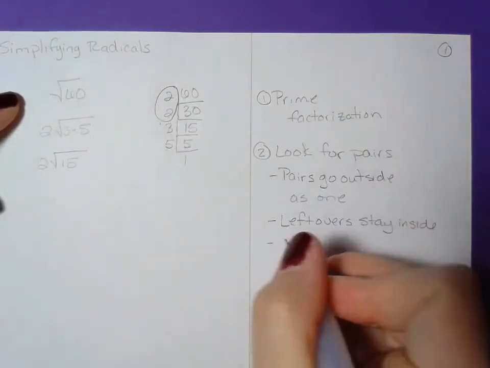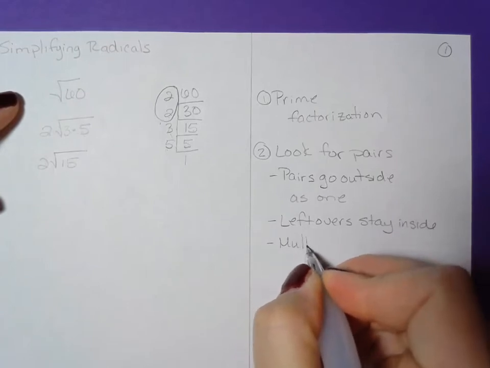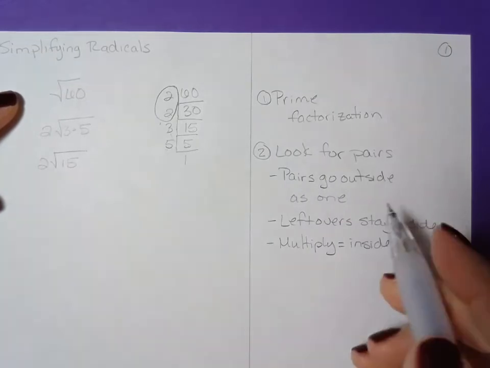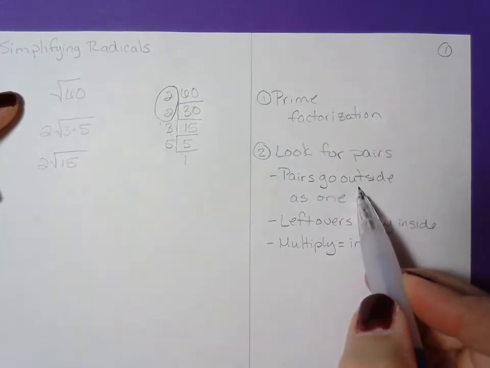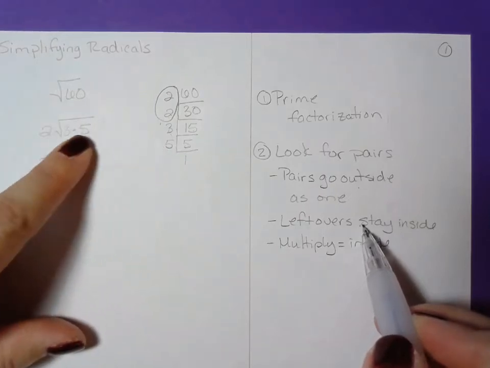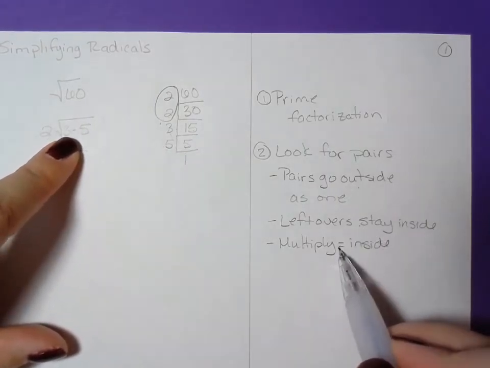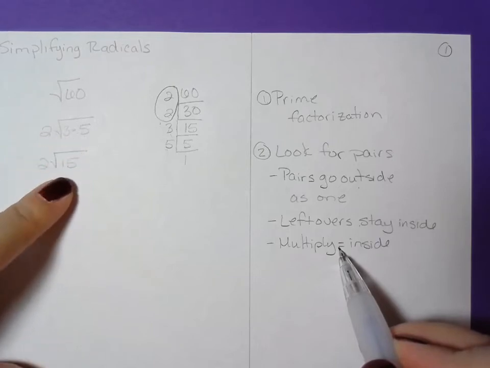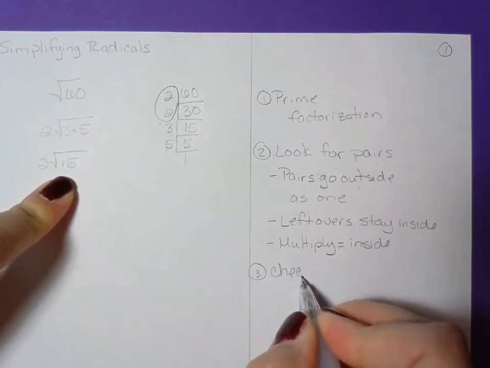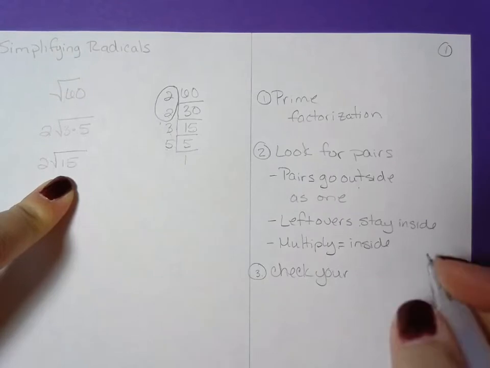So what did we do? We looked for pairs. The pairs went outside as 1. The leftovers stayed inside. So that 3 and that 5 that were left over stayed inside. They got multiplied back together because they stayed inside together. So we just multiplied them back together because there's no sense in having a 3 and a 5 wandering around in there. And we were left with 2 square root of 15. And so the last thing you want to do is check your work. It's really easy. You just type it in the calculator.